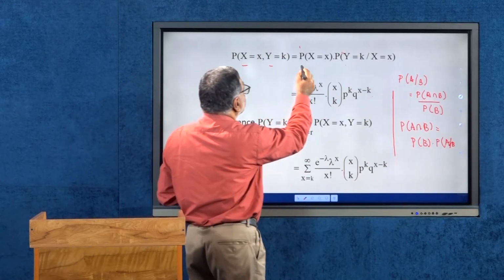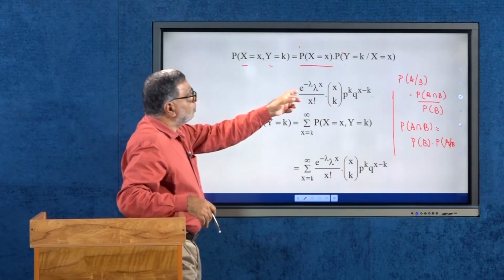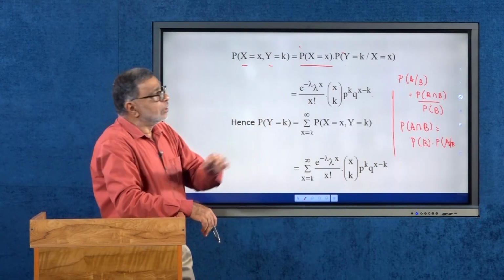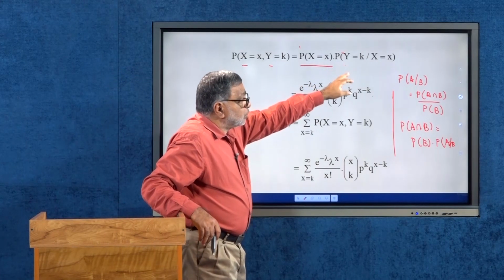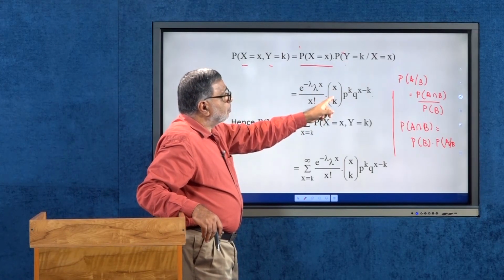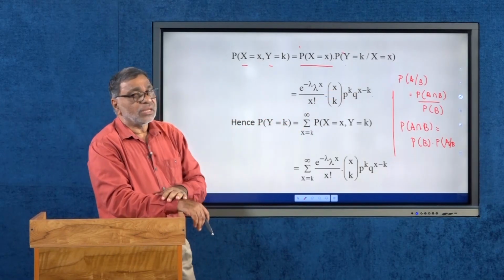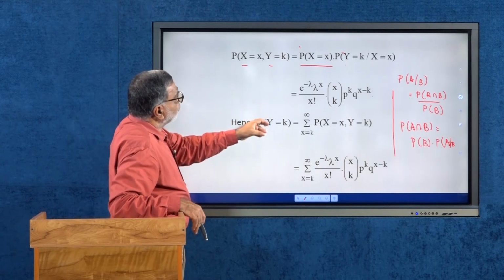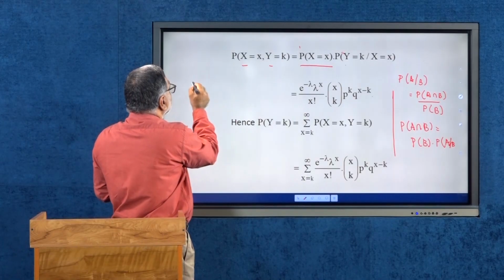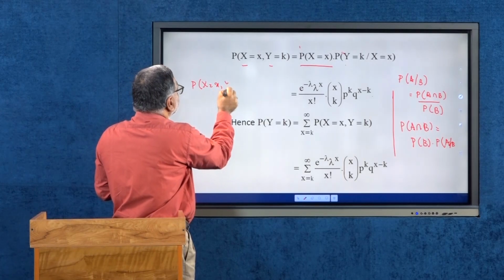Substitute the cases. Probability of x is equal to x: x is a Poisson random variable, and so e power minus lambda, lambda power x divided by x factorial is the probability value. And the conditional distribution of y is given, that is binomial with the parameters x and p. So, x c k, p power k, q power x minus k. Hence, this is the joint probability mass function of x is equal to x, y is equal to k.